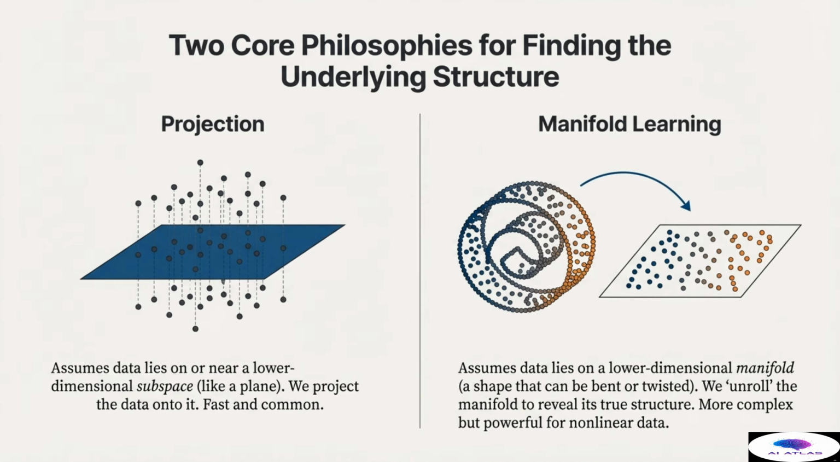The second philosophy is manifold learning. This assumes the data lies on a complex lower dimensional manifold, a surface that might be bent, twisted, or coiled, much like a Swiss roll. Since simple projection would merge distinct parts of the twisted structure, the goal of manifold learning is to unroll the manifold to reveal its true, simpler structure. These techniques are computationally more complex and slower than projection methods, but they are absolutely essential and powerful for highly nonlinear data that cannot be flattened without losing critical information.